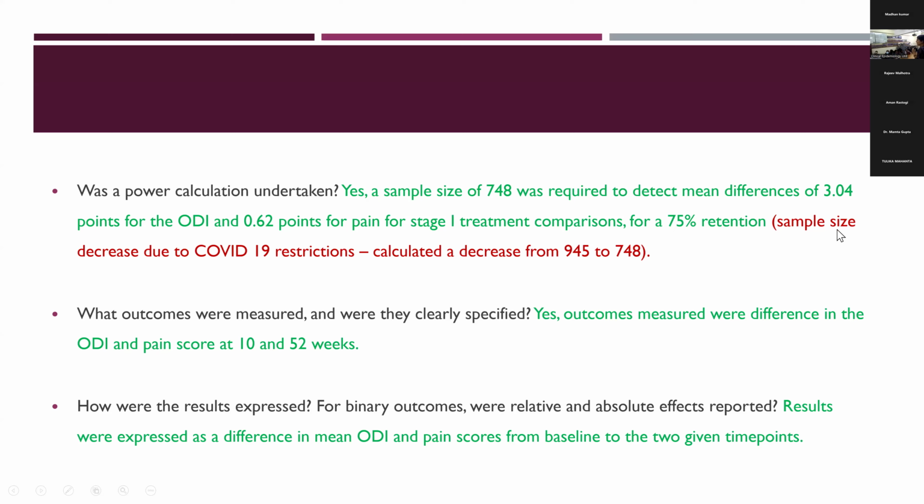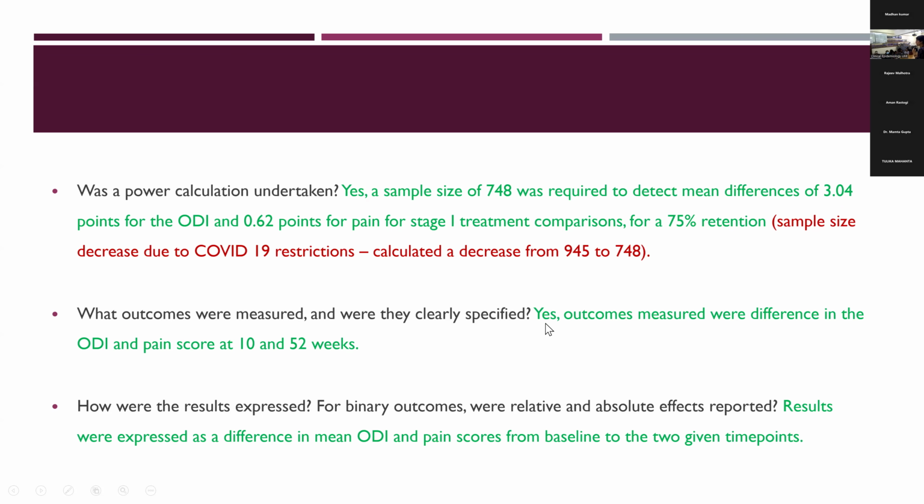Also, they have mentioned that they decreased sample size due to COVID-19. When this trial started in 2019 and 2020, there were COVID-19 restrictions in place. So they decreased from 945 to 748. But to inform this decision, one of the primary endpoints was to look at the difference in stage 1 treatment, so for that 748 patients were enough. They got 749, so they said that they had completed their sample size.